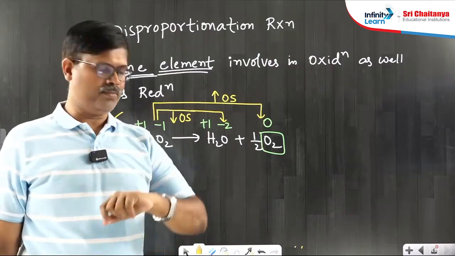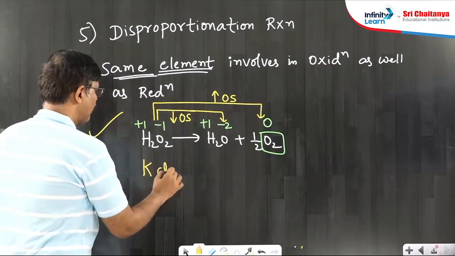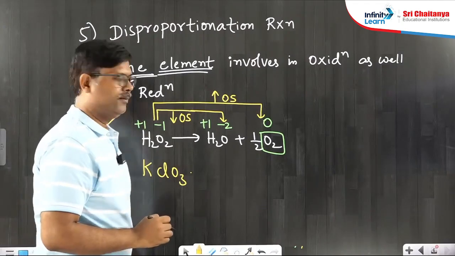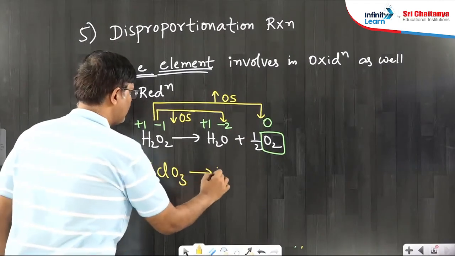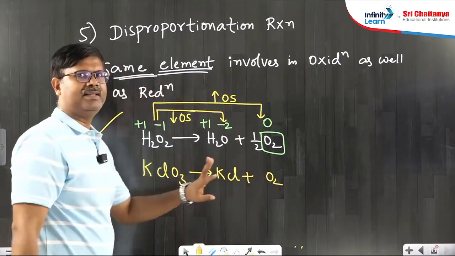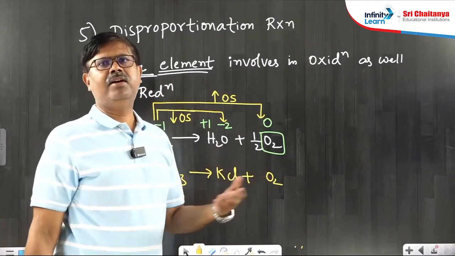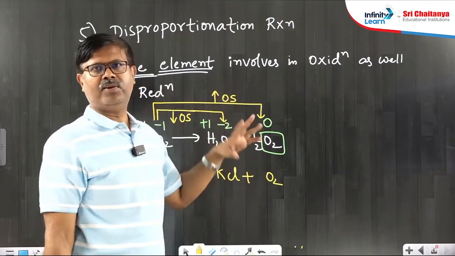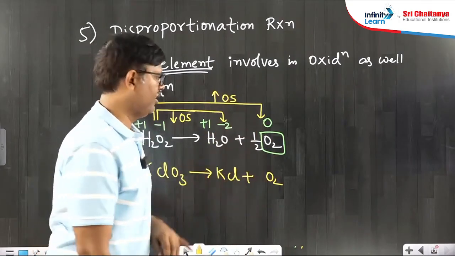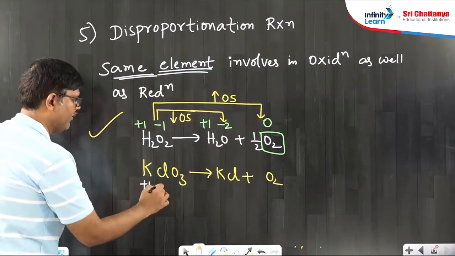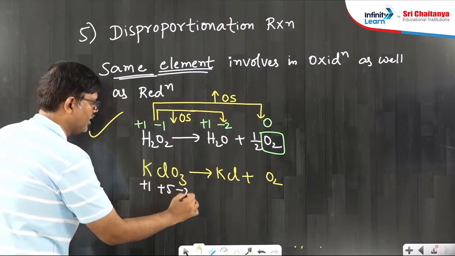Let's take another example. KClO3. You have seen this example earlier, KClO3. KClO3 gives KCl plus O2. I am not balancing the reaction. Balancing is not required for deciding whether a reaction is disproportionation or not. Those numbers we don't bother about. So if you look at this, potassium, we have already done this previously. I am directly writing oxidation states.